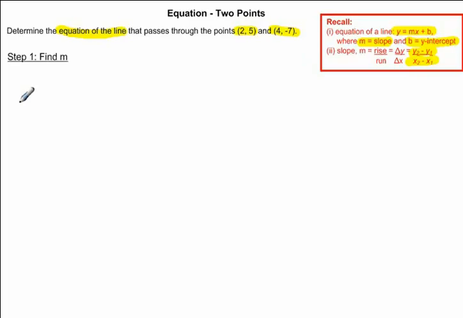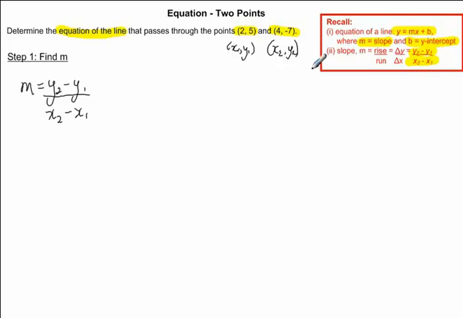Step 1 is to find m. So we're going to use the relationship m is equal to y2 minus y1 over x2 minus x1. Before I sub anything in, I'm going to go up to here and label each point. So I'm going to pick (2, 5) and label it x1, y1. And (4, -7) is going to be x2, y2.